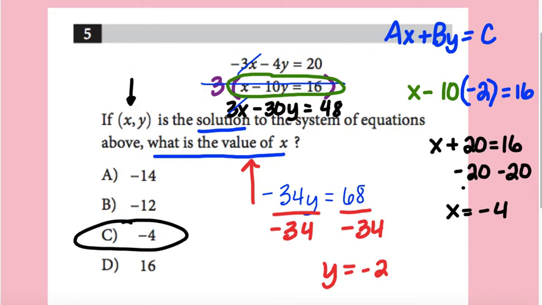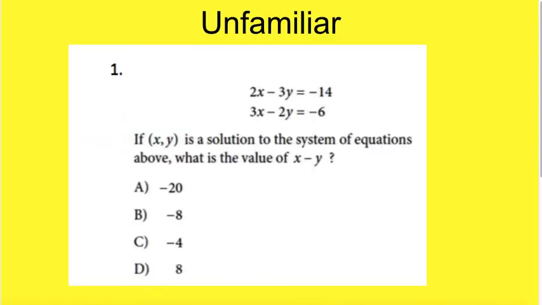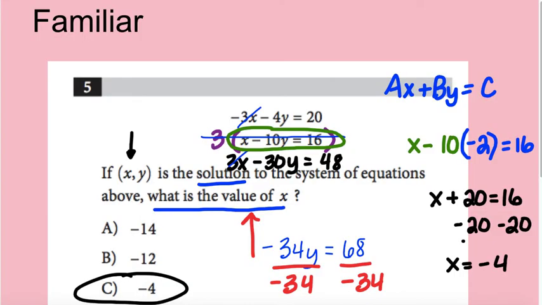All right, so that's familiar. Let's look at an unfamiliar way of solving this. Here's an unfamiliar question to you. If x, y is a solution to the system of equations, what is the value of x minus y? Well, I know it, you're going to want to solve immediately. You're going to want to find x and y. But let's look at the difference of what's being asked. In this question, you're actually asked for x minus y. And in the last question, you were just asked for the value of x.